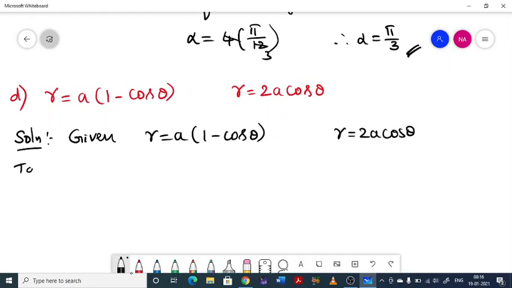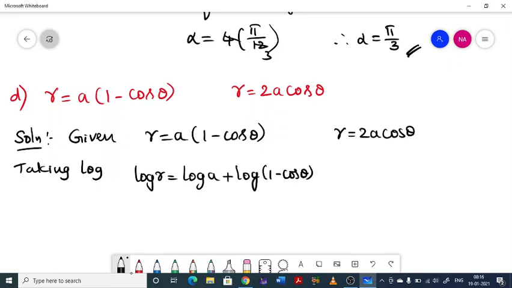Taking log on both sides, we'll be getting log R equal to, I can write this one as log A plus log of 1 minus cos theta. And this side we'll be getting log R equal to, you can directly take that 2A cos theta, or else you can write log 2A plus log cos theta, no problem with that. Even if you keep this as it is, no problem.